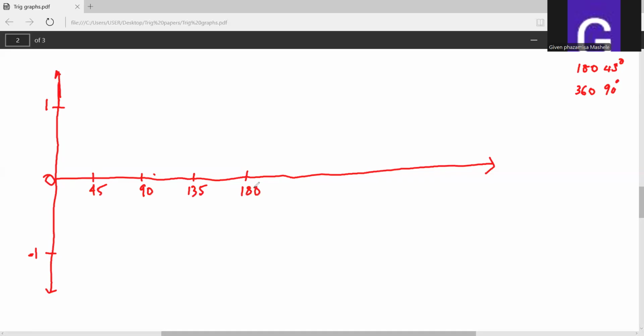Plus 45 will be 225. Remember, we want to sketch up until 360 degrees. Plus 45, it will be 270 degrees. 270 plus 45, that will be 315 degrees. I apologize. Then plus 45, it will be 360 degrees. Then we need to sketch the graph for both sine and cos.